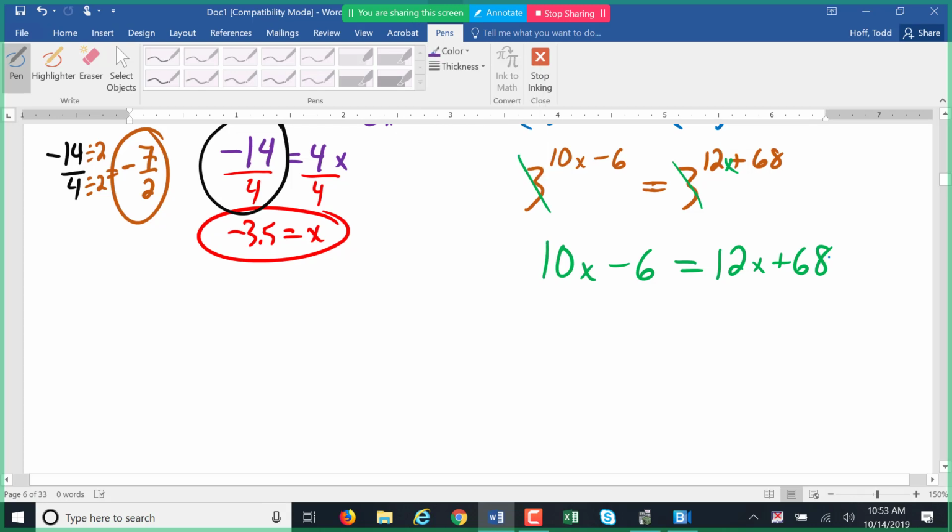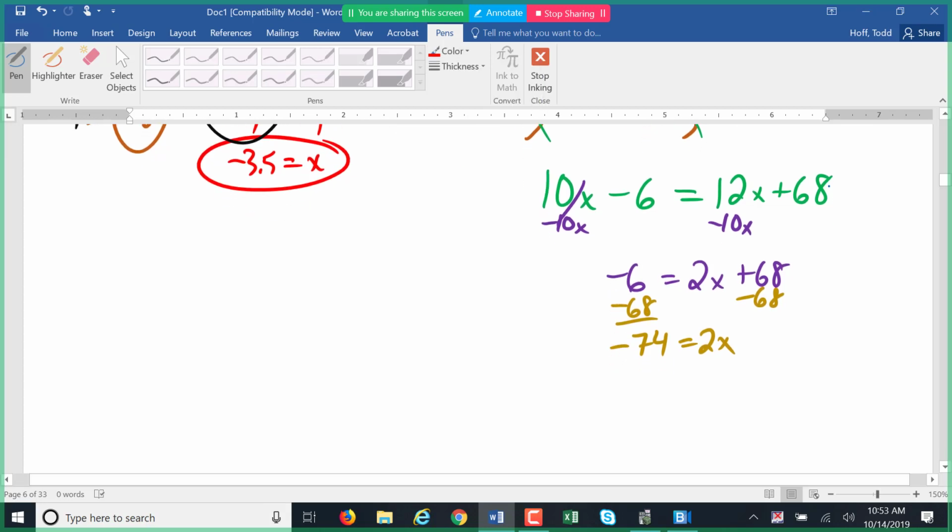Nothing to combine on each side, so I have to make sure the variable's on one side. I'll subtract 10x from each side. So negative 6 equals 2x plus 68. I'm going to subtract 68 from both sides. Negative 74 equals 2x. And finally, divide by 2. Negative 37 equals x. Any questions there? Okay.